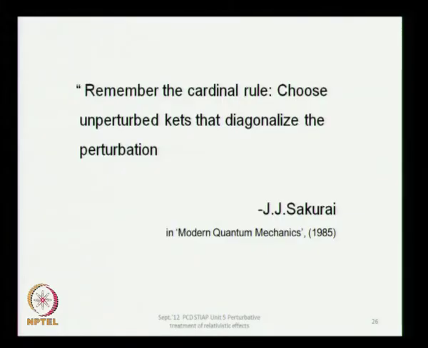I thought it is best to quote Sakurai from his book Modern Quantum Mechanics. He says, remember the cardinal rule: choose unperturbed kets that diagonalize the perturbation. This is the cardinal rule. This is what you must do. So find out which unperturbed kets would diagonalize the perturbation, and then the choice is done. So this is the fundamental criterion. In fact, Sakurai goes on to say something further, but I will come back to that residual part of his remark a little later.